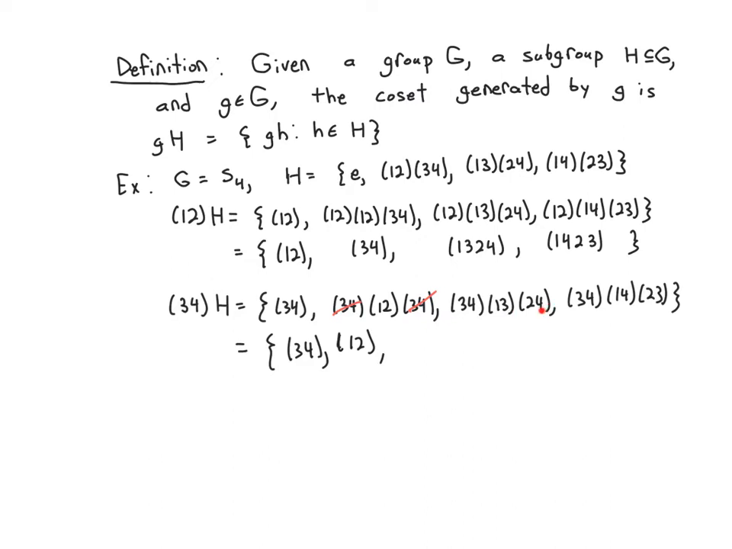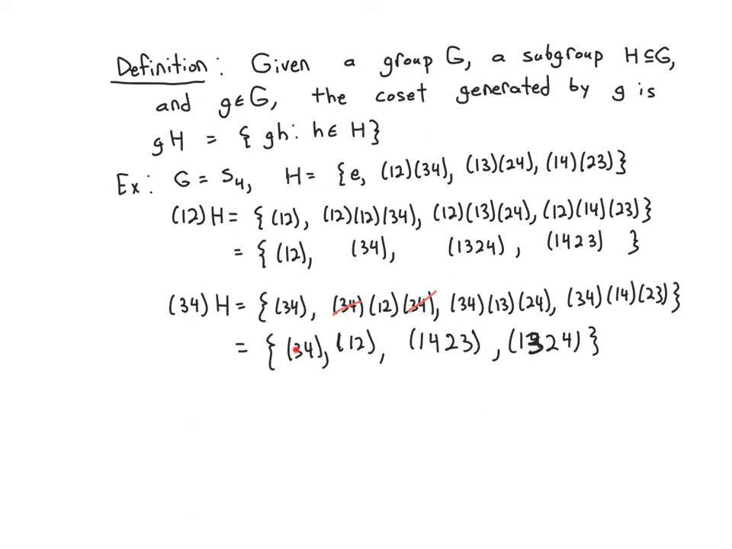For this permutation, what happens? 1 goes to 3, which goes to 4. Oops, let me be careful there. 4 goes to 2. And 2 goes to 4, which goes to 3, so 2 goes to 3, and then 3 goes to 1. And for the other permutation, we see that 1 goes to 4, which goes to 3, so that should be 1 goes to 3. 3 goes to 2, and 2 goes to 4. So there's another example.